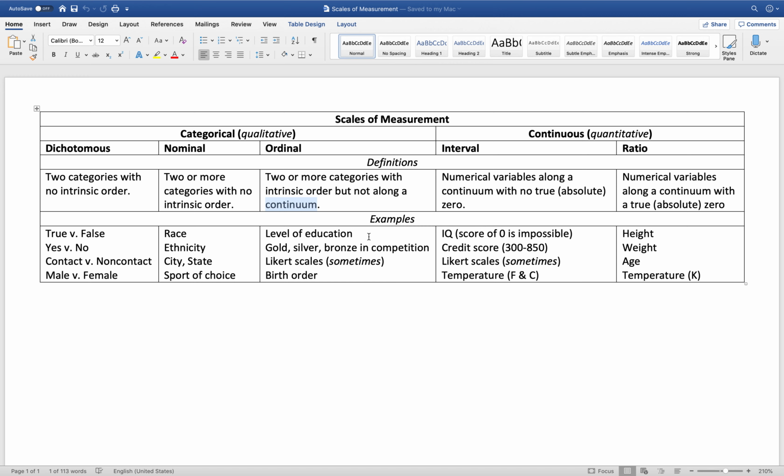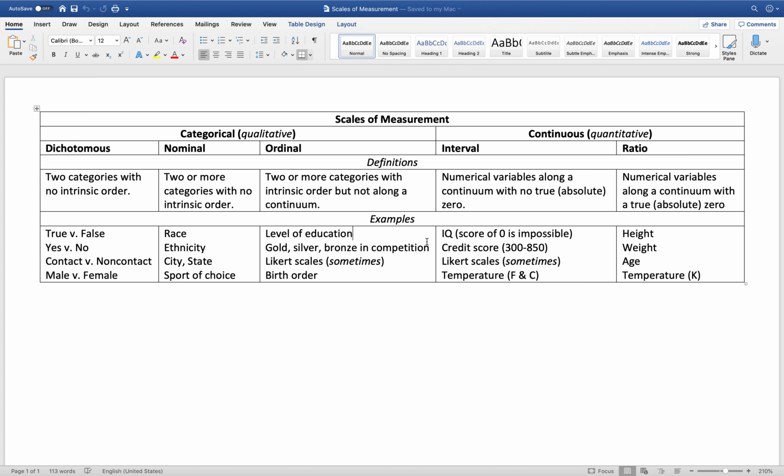The difference between a bachelor's degree and a master's degree isn't the same as the difference between a master's degree and a PhD, for example. Therefore, it's not along a continuum. Another example here would be, in the arena of sports, I should say. If you win gold, I win silver, and our mutual friend wins bronze in a particular competition, let's say we're running on the track, you win gold, you ran the race in, let's say, 5 seconds. I might have run the race in 7 seconds. And our mutual friend might have run the race in 10 seconds, right?